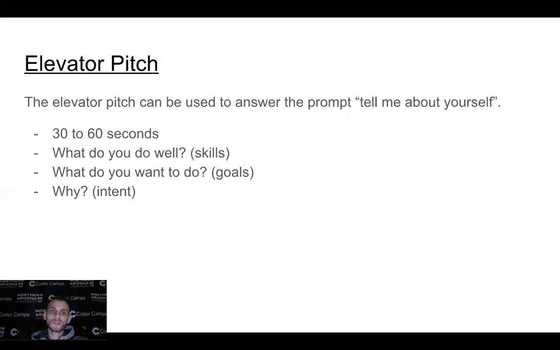So here are the rules. The elevator pitch needs to be 30 to 60 seconds. It needs to tell them what you do well, what you want to do, and why. If you sum all these things up, it will give them a nice short snapshot, and you won't be too long-winded, and they're probably just going to move on to the next question.